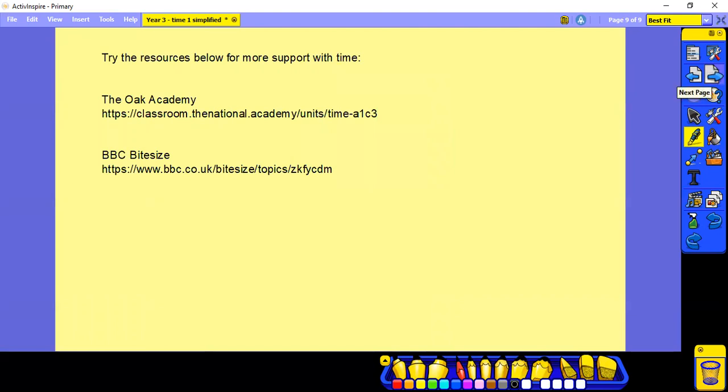If you want more resources to support this, you can go to the Oak Academy, the website is here, and you can go to BBC Bitesize, the website is here, and both have different resources on time that you can look at.